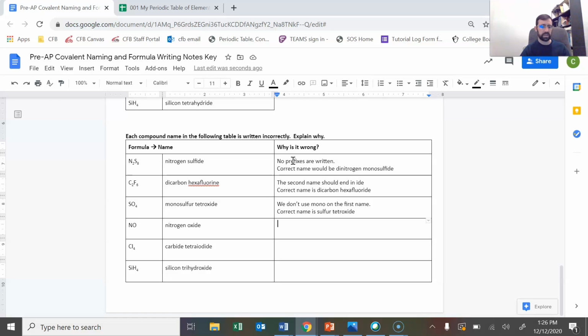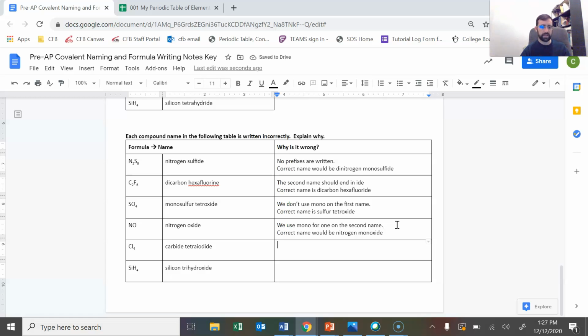NO is nitrogen oxide. What's wrong with that? Well, we don't use mono on the first name, but we use mono for 1 on the second name. The correct name would be nitrogen monoxide.